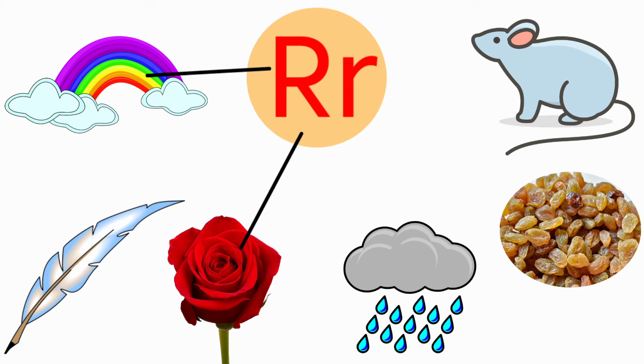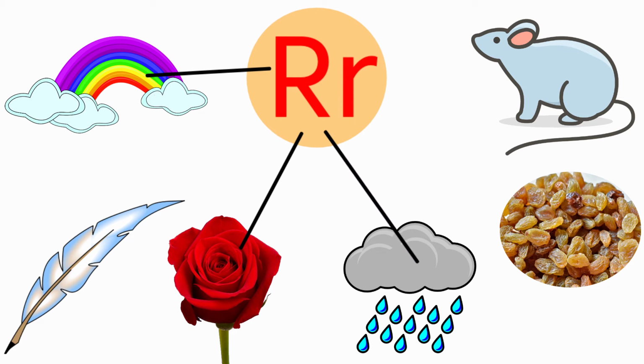Next one, rain. Rain. The beginning sound of the picture rain is R. And the sound of the letter R is R. Both are same sounds. So, we are going to draw a line from R to rain.